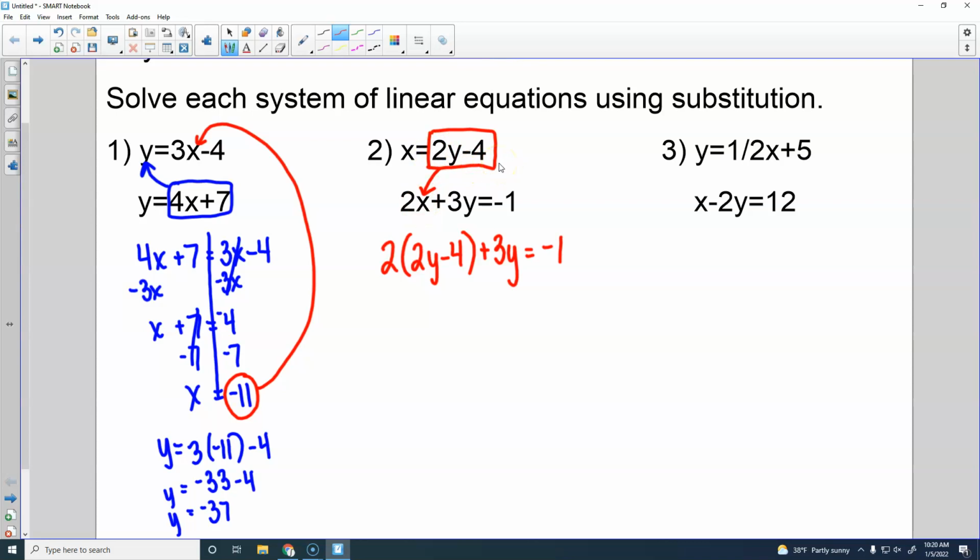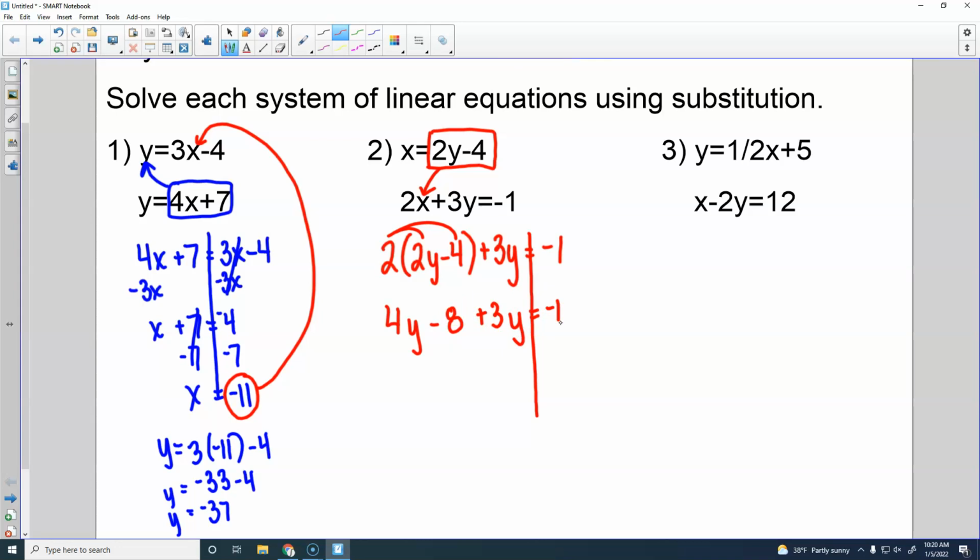Now, if you've done it correctly, you should just have one variable, either all x's or all y's. In this case, we have all y's. So we're going to solve this equation. All right. So, Wade, what would I do first for this equation? So you have to distribute. Good. So that would give me 4y minus 8 plus 3y equals negative 1.